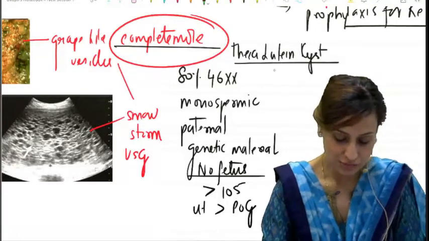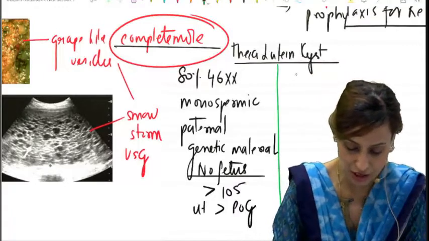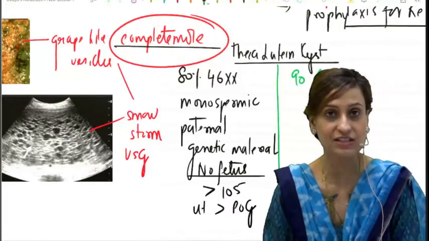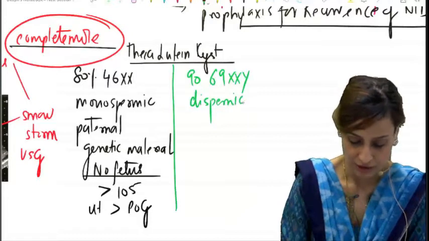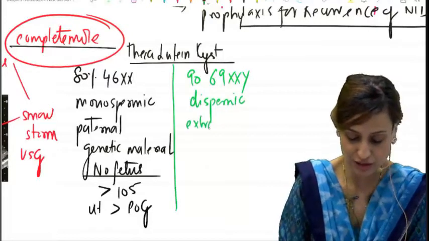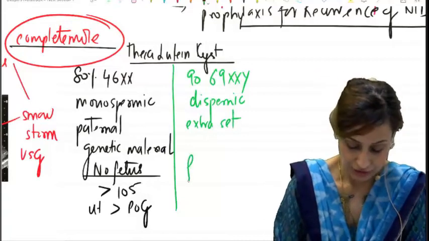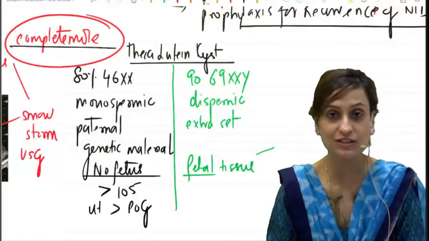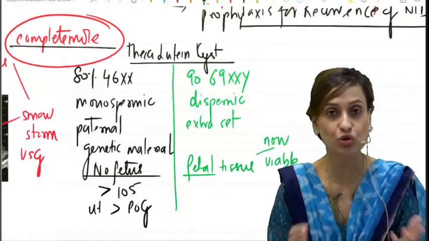On the same note, just to put out the differences for you for a partial mole. Partial moles are 90% of times triploid, and they have a karyotype of XXY. They are dispermic, right? And the extra set of chromosome here comes from the father, right? A fetal tissue is always present, but what you have to know is that because it is triploid, it is usually non-viable. It will have multiple gross anomalies.